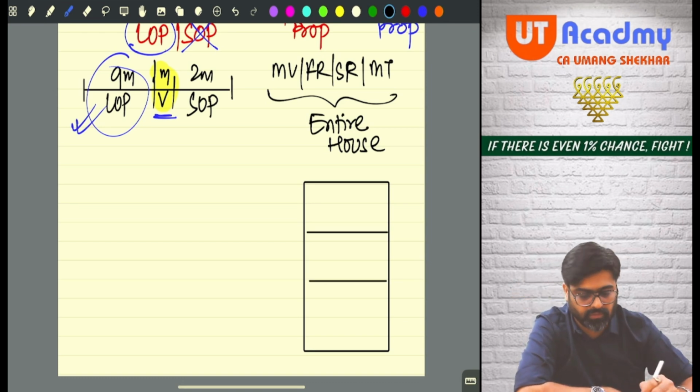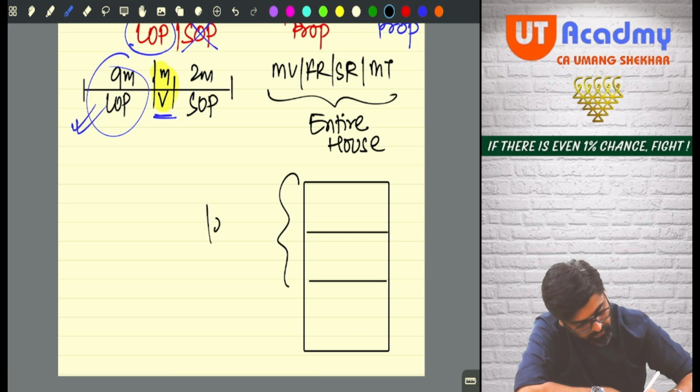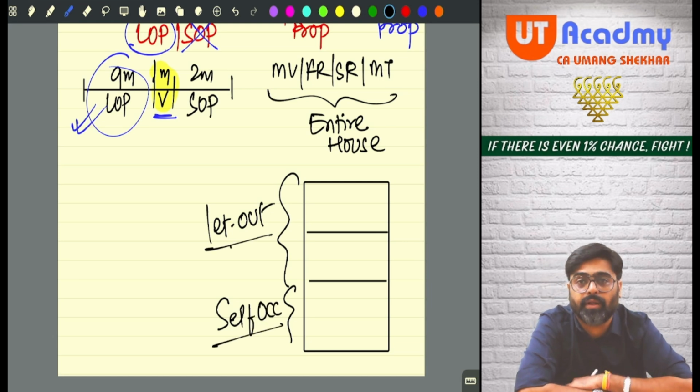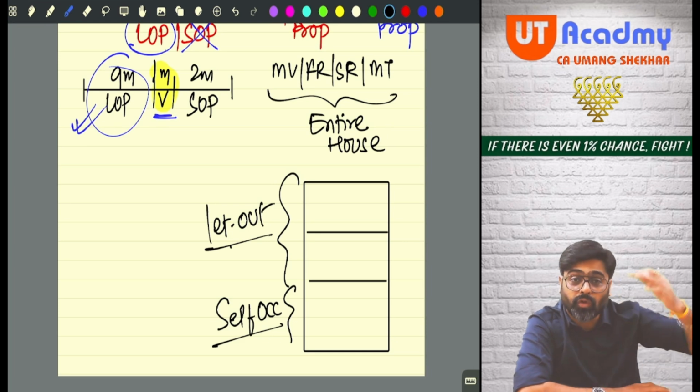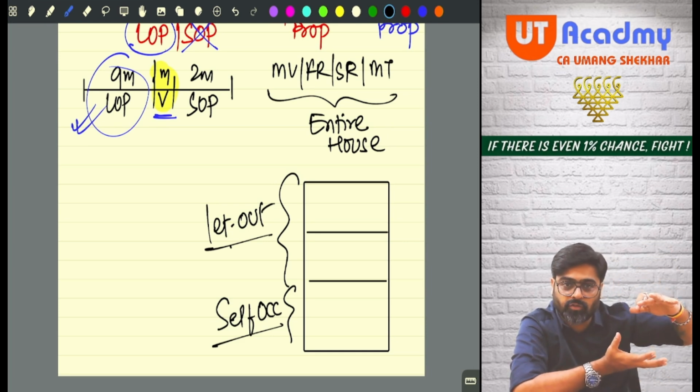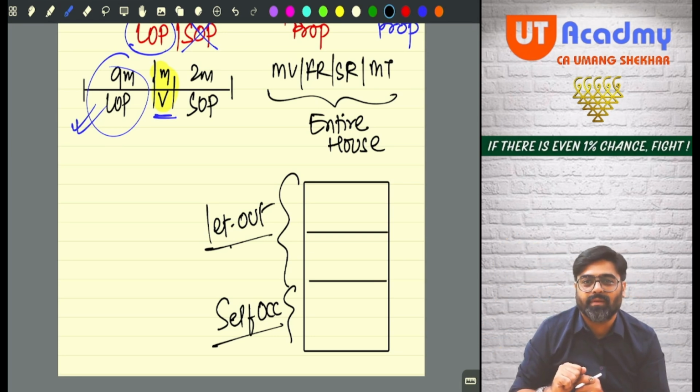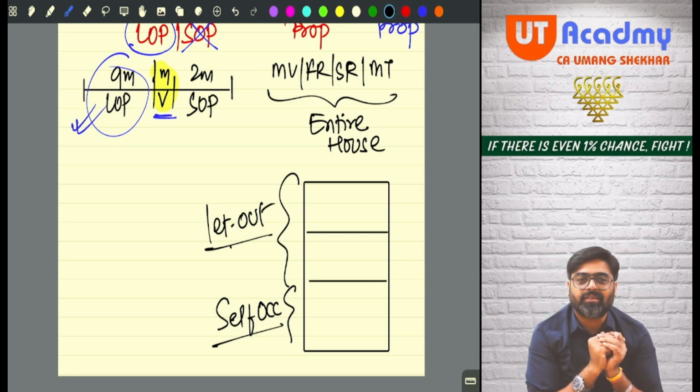3 equal parts. 2 parts are let out and 1 part is self-occupied. Possible or not possible? Come on, tell me. So out of the 3 equal parts, 2 parts are let out, means 2/3 portion is let out. And 1/3 portion is self-occupied.